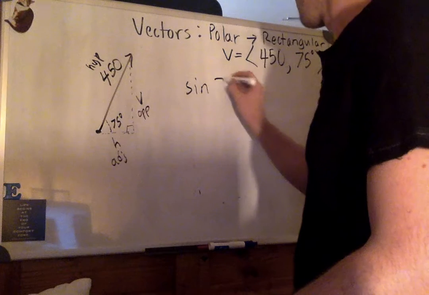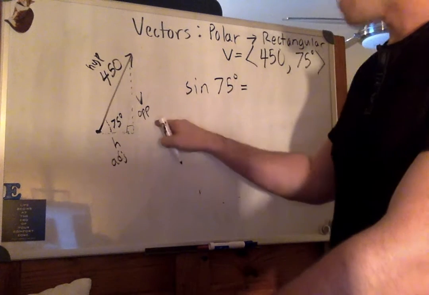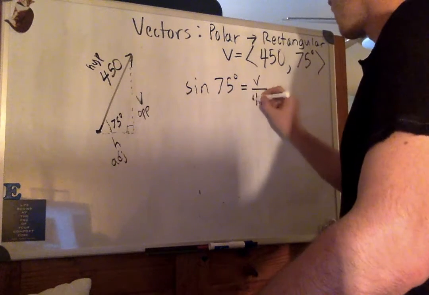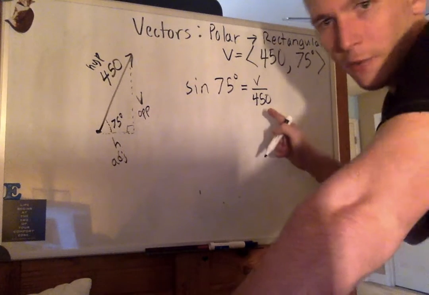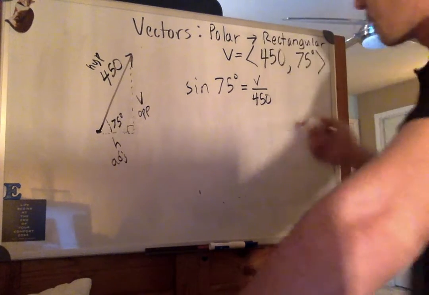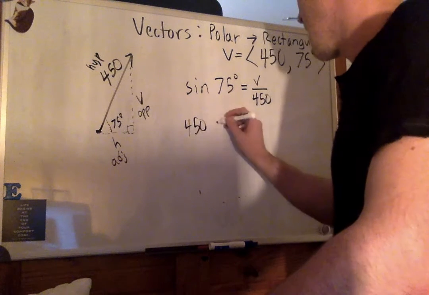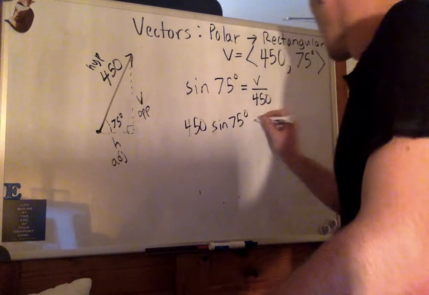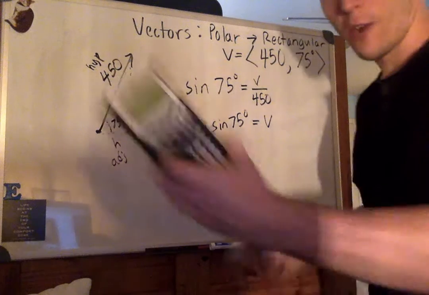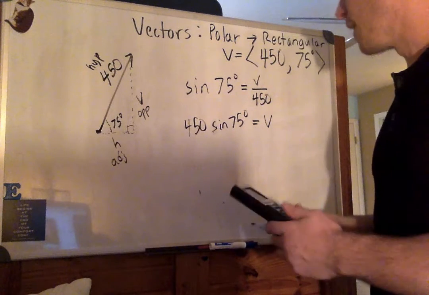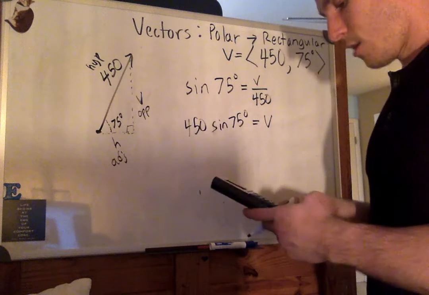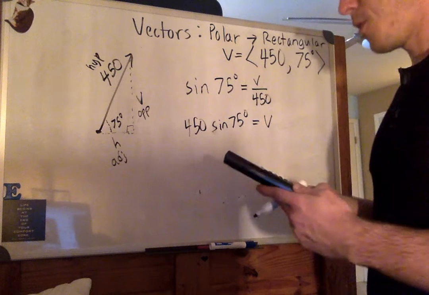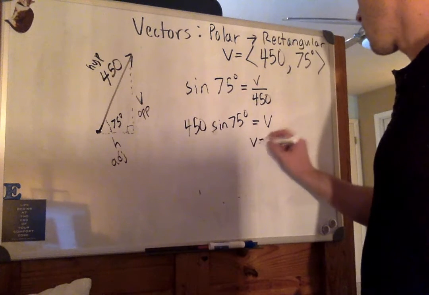The sine of that 75-degree angle would be equal to opposite over hypotenuse, or in this case, the vertical component over the hypotenuse, which is 450. Think briefly about how you would solve this for v. You'd multiply both sides by 450, so 450 times the sine of 75 degrees is equal to v. And then from here, you're going to want a calculator, because most of the time they give you stuff that you haven't necessarily had a lot of unit circle practice on. So 450 times the sine of 75 degrees is 434.6. So the vertical component is 434.6.